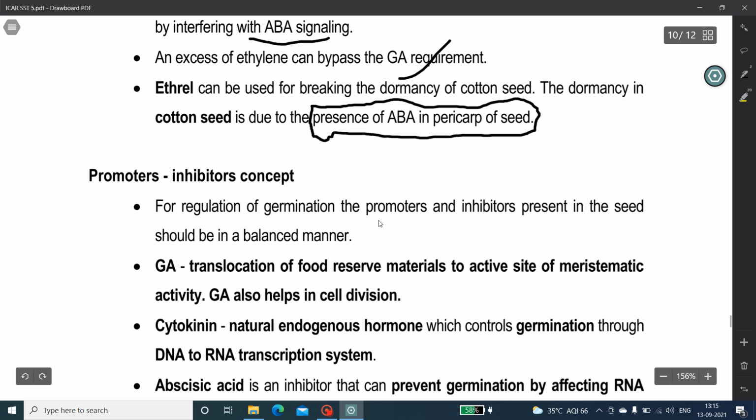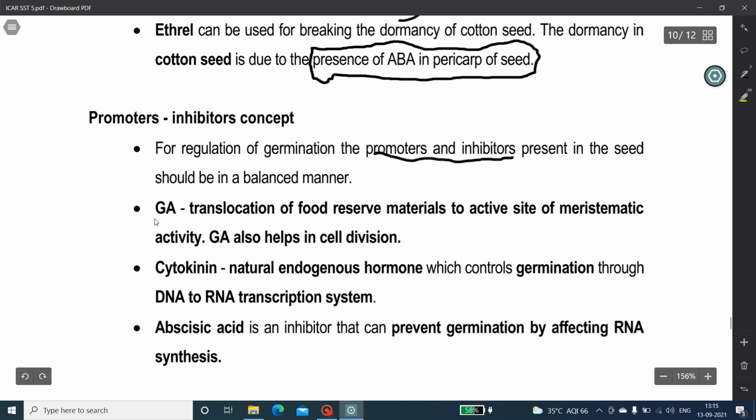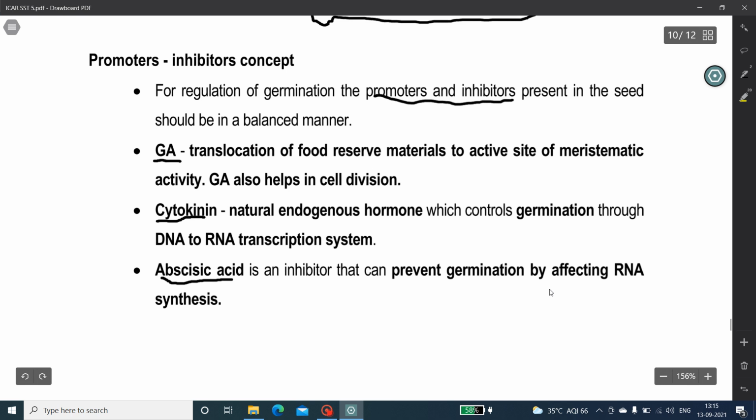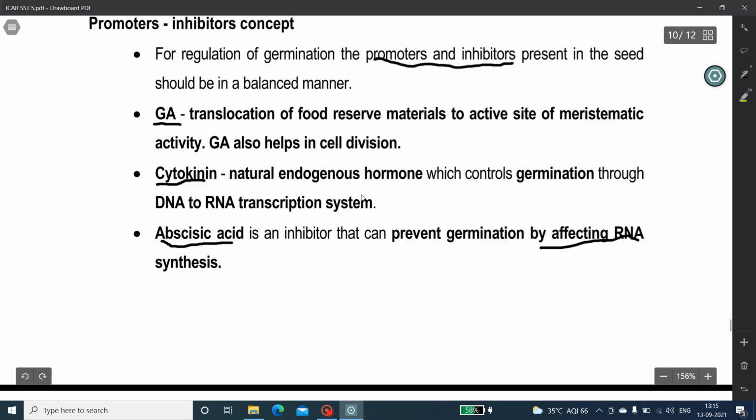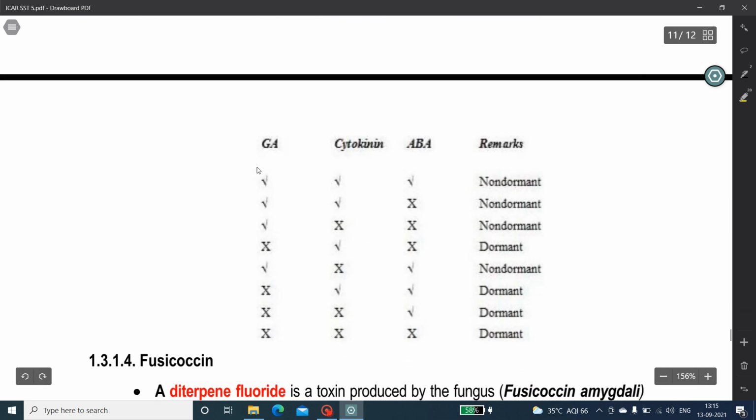For regulation of germination, the promoters and inhibitors present in the seed should be in a balanced manner. GA and cytokinin are the promoters of germination, whereas abscisic acid is an inhibitor. It prevents germination by affecting RNA synthesis. This we have already seen. What is the relationship between these three growth regulators? We will see in this table.